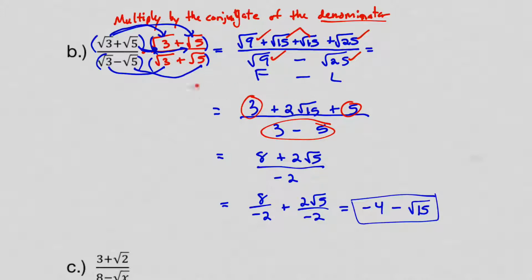That's the top. The bottom, we're just going to do 9 and 25 with a minus in between. That's the first minus the last. And then we have 3 minus 5. 3 plus 5 is 8. Bring this guy down. 3 minus 5 is negative 2. And then divide each of those numbers by the negative 2. And we get our final answer right here.